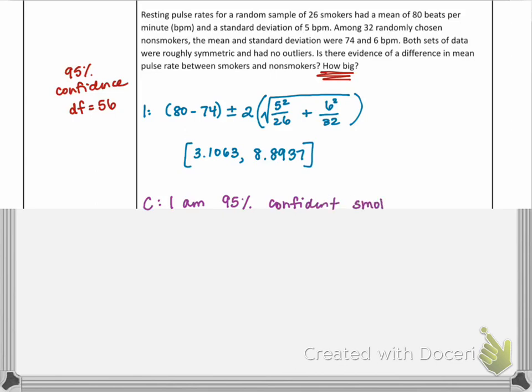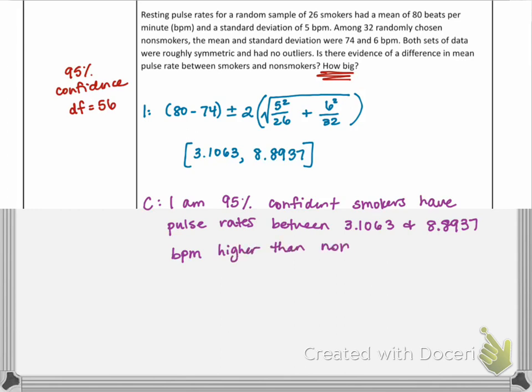Then you're going to write your conclusion. You're 95% confident. Notice that those are both positive, and the interval that we made was smokers minus non-smokers. Since both of those endpoints are positive, that means I'm confident that smokers have pulse rates that are between 3.1063 and 8.8937 beats per minute higher than their non-smoking counterparts.